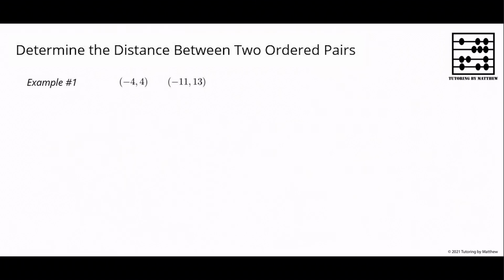In this skill video, we will learn to use the distance formula and find the distance between two ordered pairs. Assume we are given the ordered pairs -4, 4 and -11, 13.